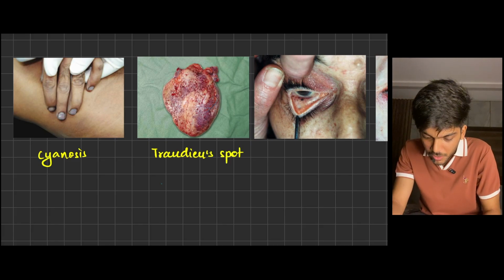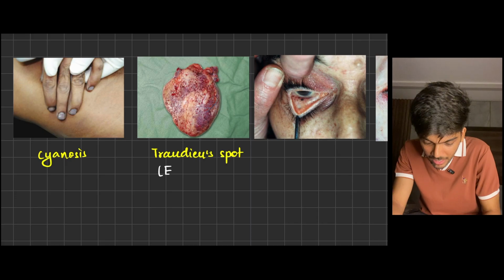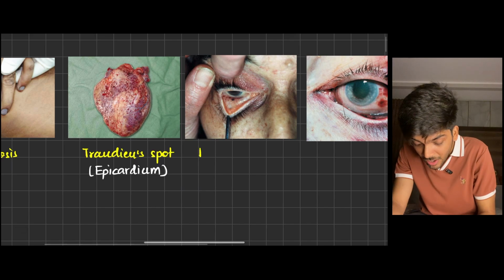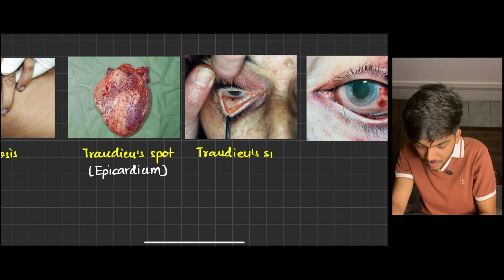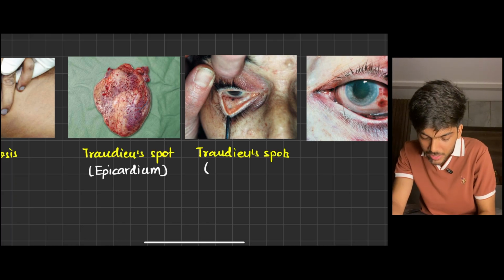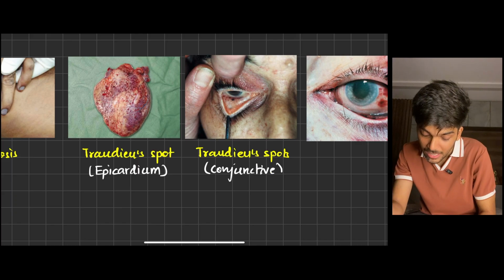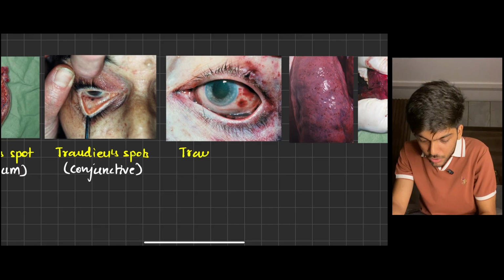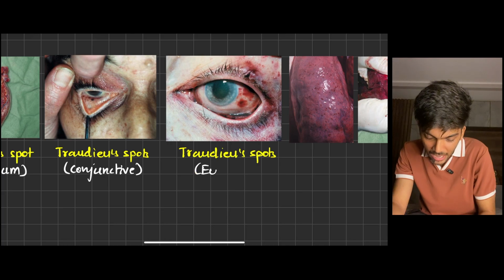Where are the Tardieu spots present here? It is present in the epicardium. Again, what are these? These are again the same Tardieu spots, or the petechial hemorrhages. Where are they? They are present in the conjunctiva. So I said earlier, it can be an external finding as well as an internal finding. So right now, these Tardieu spots are your external finding. Where are they? They are all around the eyelids.